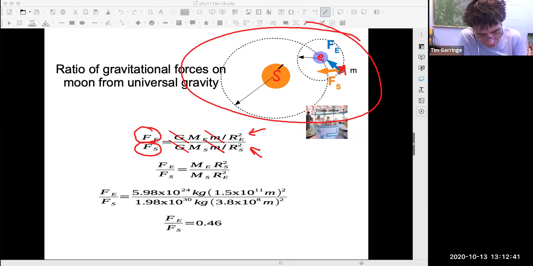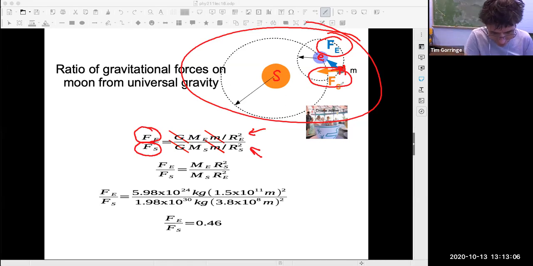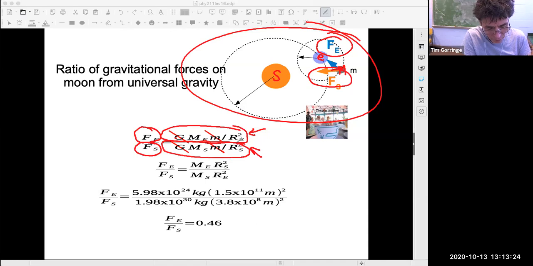And I want to compare the attractive force of the Earth on the moon, so that's this little blue arrow here, and the attractive force of the sun on the moon. This should be F subscript sun, that is correct. Okay, so I'm going to compare those two forces using the universal law of gravity. So here's the universal law of gravity for the Earth's interaction with the moon. Here's the universal law of gravity for the sun's interaction with the moon.